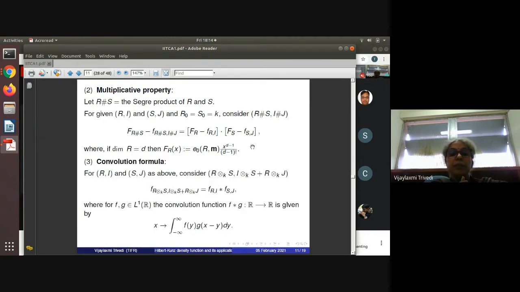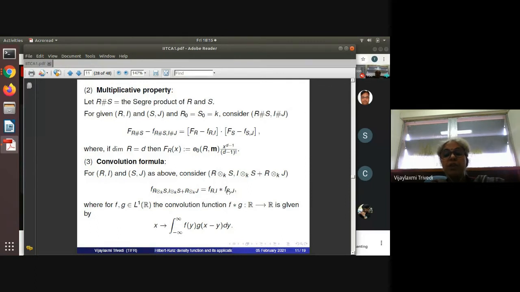Then now I can take the tensor product of the rings and ask the same question. So what is the density function for the tensor product of rings? To make sense, I need to consider these ideals, I tensor S plus R tensor J. I won't define the gradation here, I guess everyone knows. So the density function of this pair is given as a convolution of the density functions of these pairs, f_Ri star f_Sj.